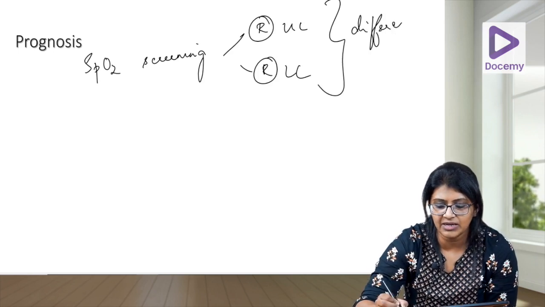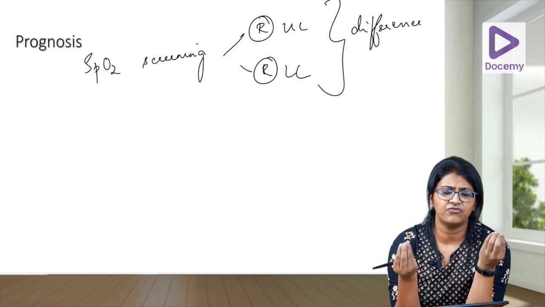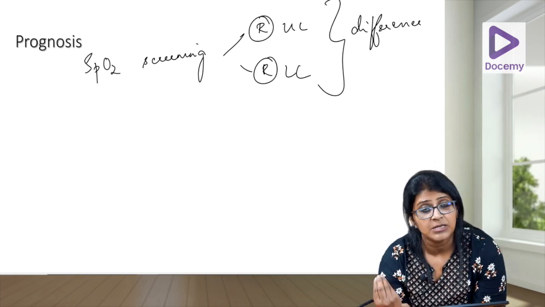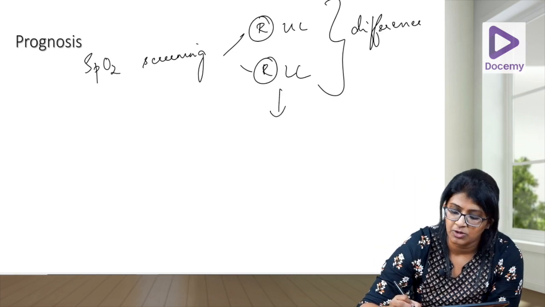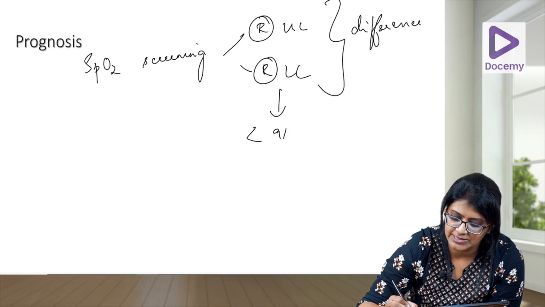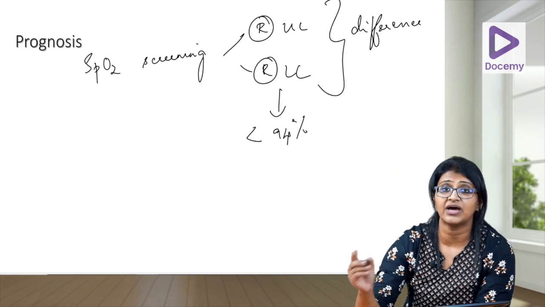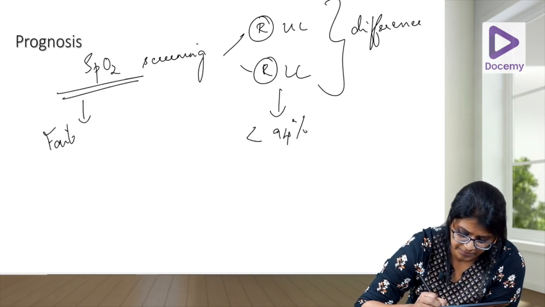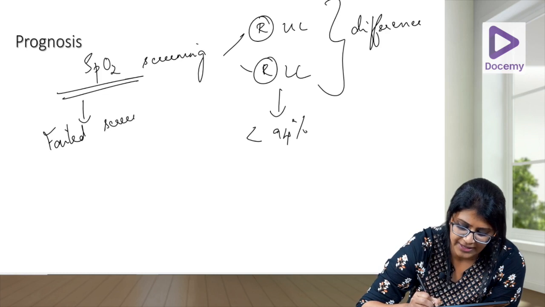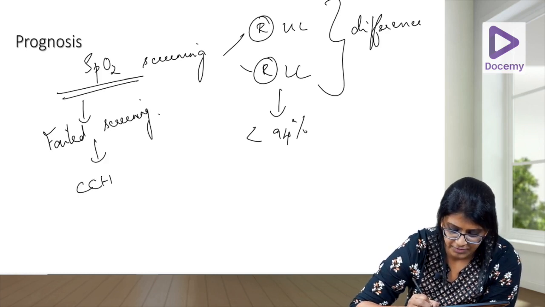So there should ideally be no difference, or maximum if there's a difference, there should be a difference of a few percent, 1 or 2%, should not be more than that. But if you have a right lower limb saturation which is less than 94% persistently, and a right upper limb saturation which may be normal or both are abnormal, it's a failed SpO2 screening, and that becomes an indication for you to look for congenital heart disease, right?